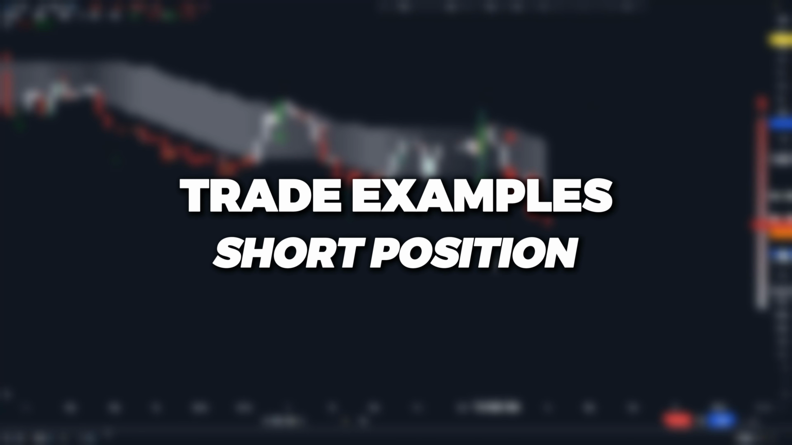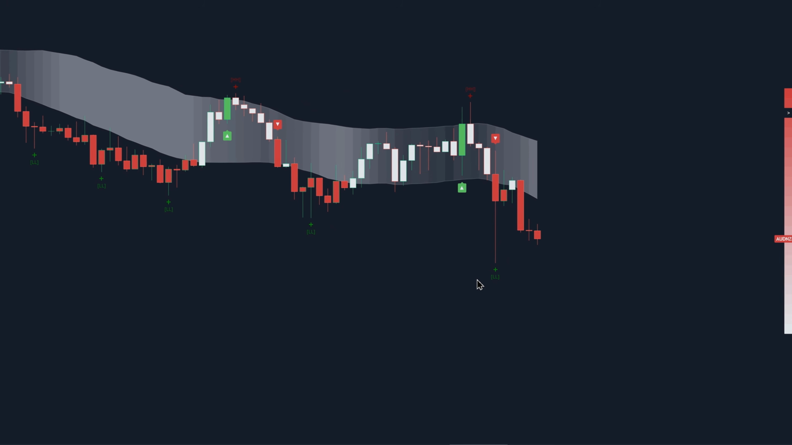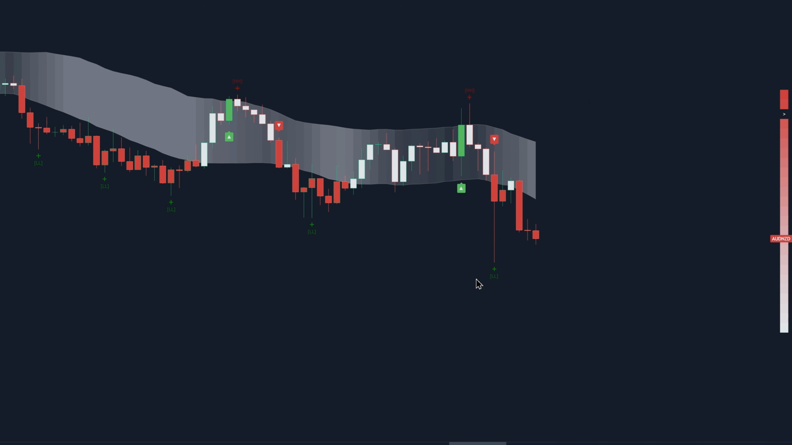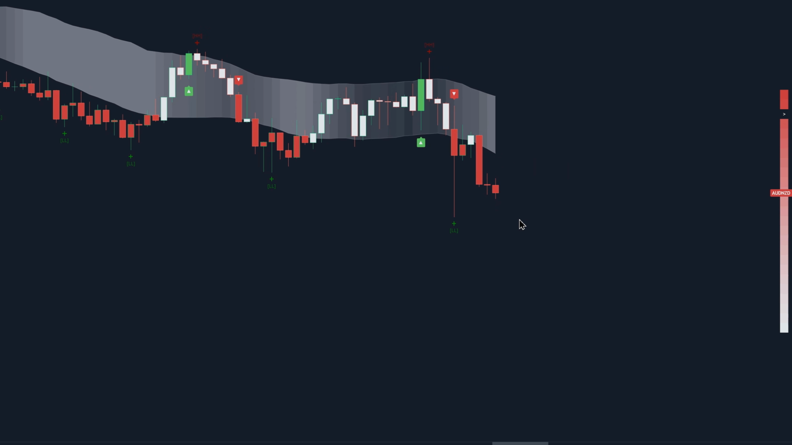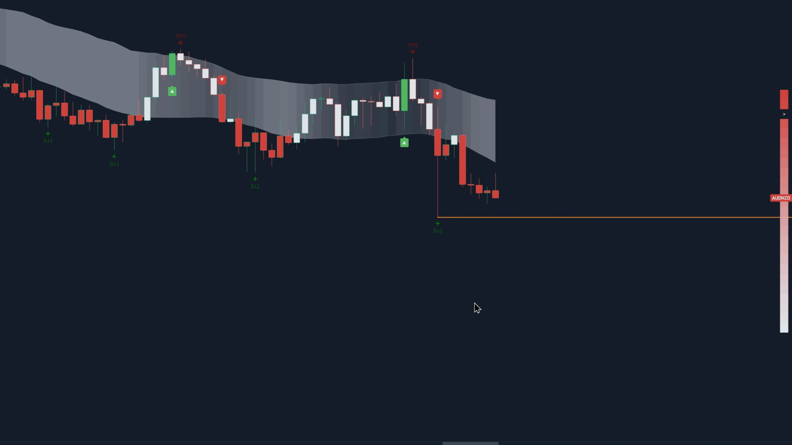Now, to take a short position, of course, we're gonna do the opposite. So first, we need to identify that the price is in a bearish trend. To do that, we're gonna make sure that these candles are under the gray trend cloud. This indicates a bearish trend. Now, once we have the bearish trend, we need to identify a lower low level marked as LL by this indicator. We wanna extend it to the right so we can track it. And then we need the price to break and close under this level. This is gonna be our trigger for taking a short position.